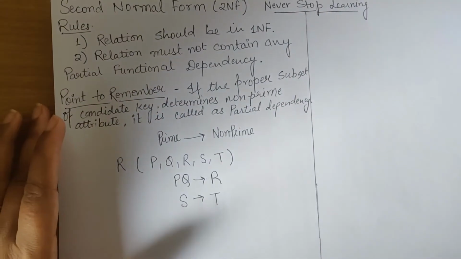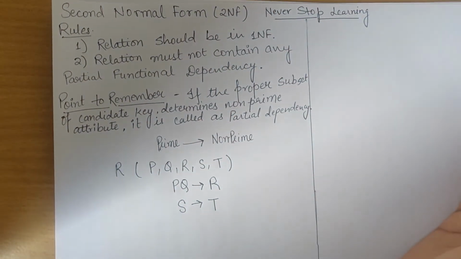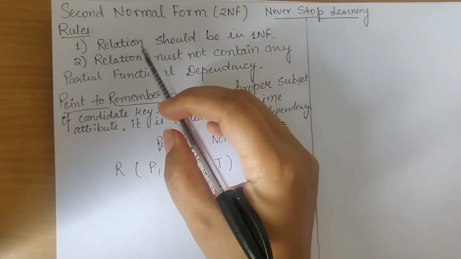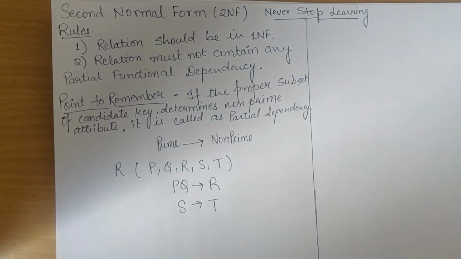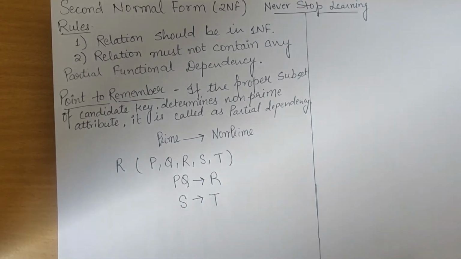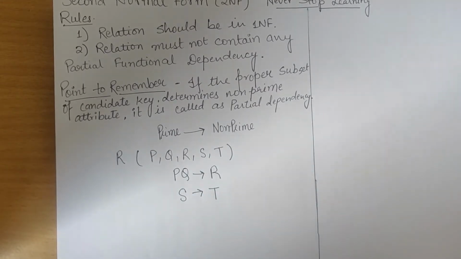Now we have to check whether this is in 2NF or not, and if it is not, bring it to 2NF. First, the relation should be in 1NF. Here we are not given any values for these attributes, so we consider this to be in 1NF, because there is no value for which to check atomicity. So this table is in 1NF.